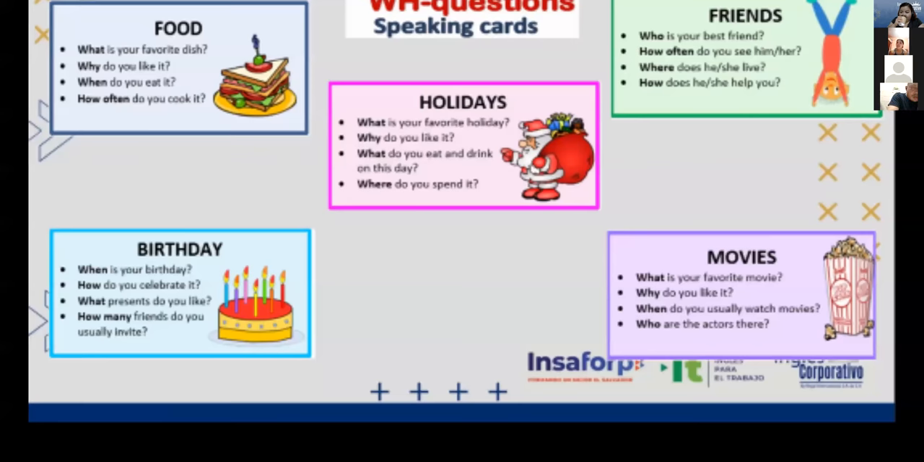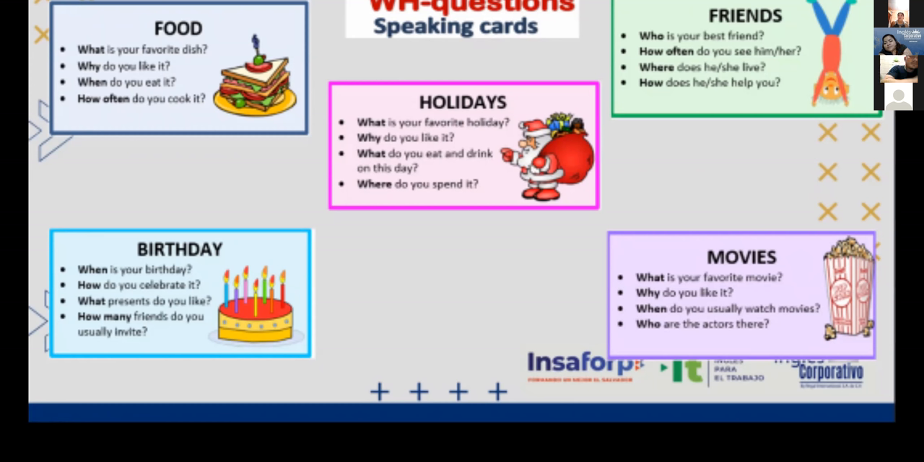¿Y cómo se dice sabor? Flavor. Flavor. Por el sabor. Me gusta por el sabor. I like it because of the flavor. I like it. Because of the flavor. I like it because of the flavor.